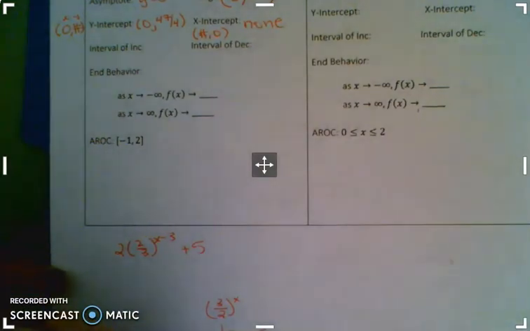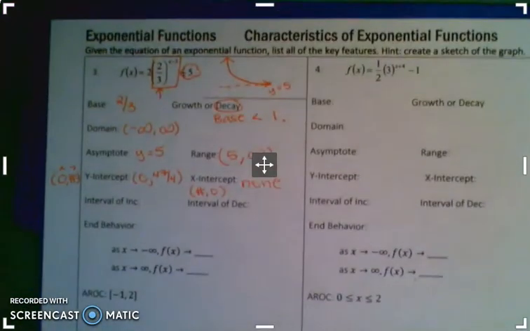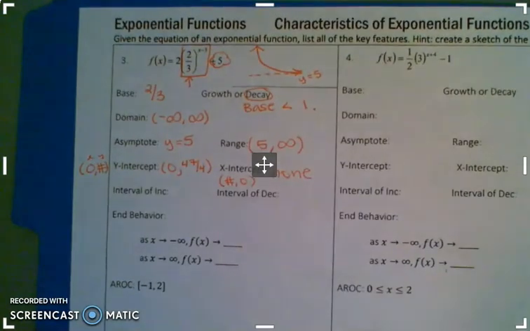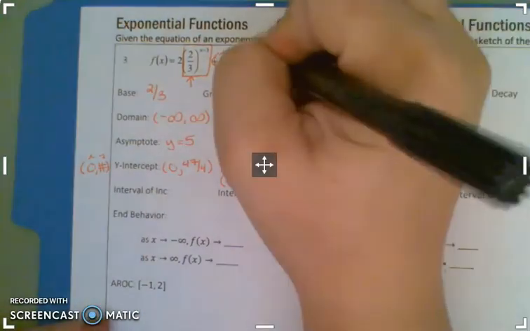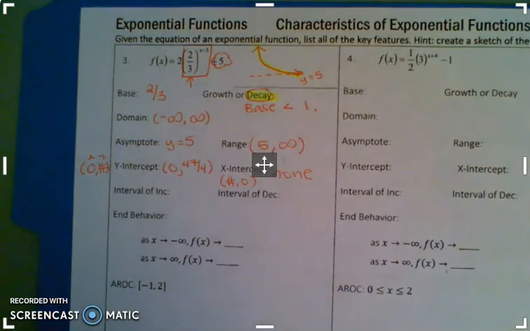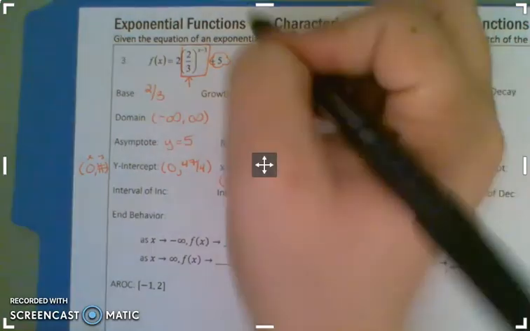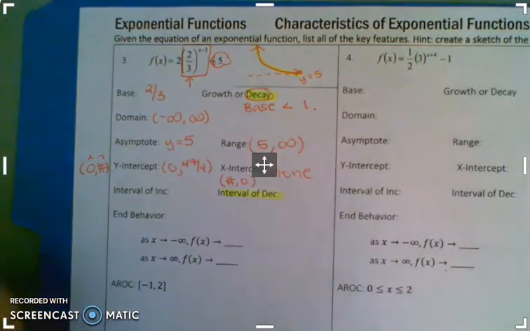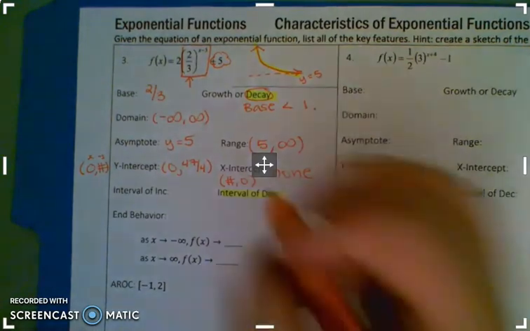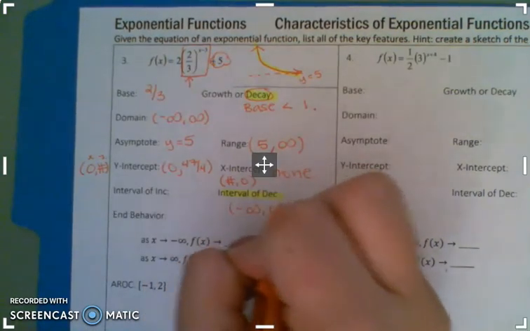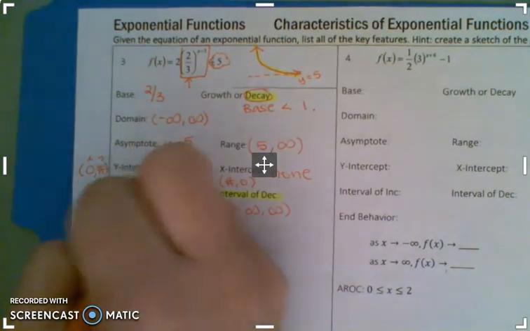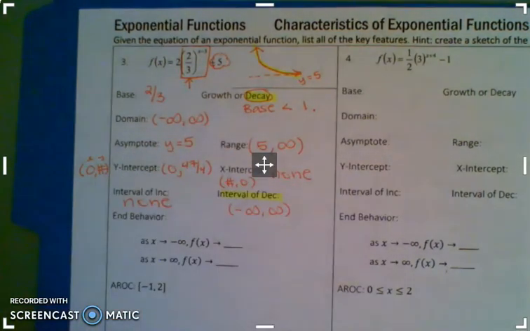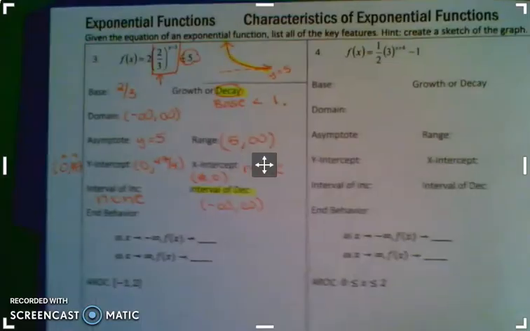Okay, then we have interval of increase and decrease. So let me go back up to my little graph. Remember, you're only going to have one or the other. We already said it was decay, and we already drew our function. So it's going down, it's decaying, so we're using interval of decrease. Remember, it's going to decrease the whole time, which means increase, you have to write none. Don't leave it blank, make sure you write none.